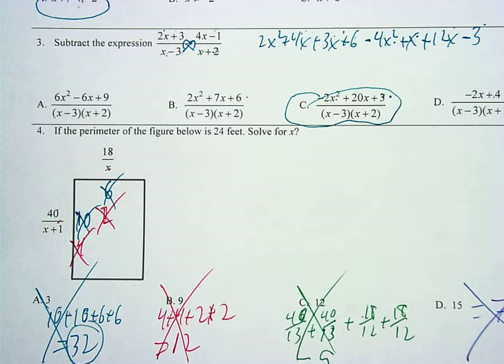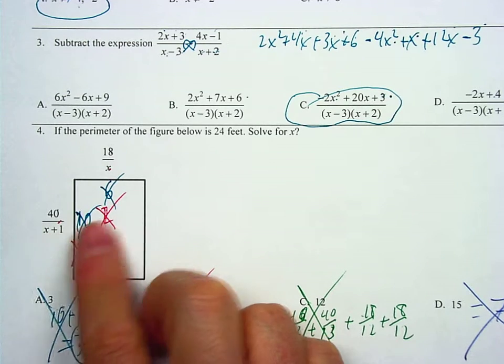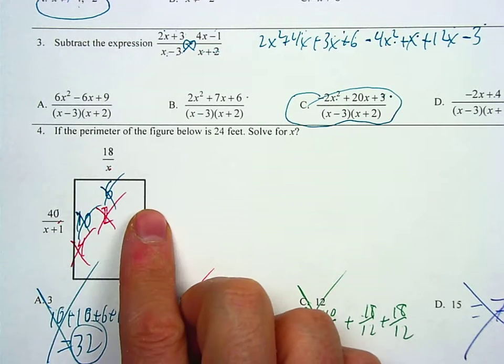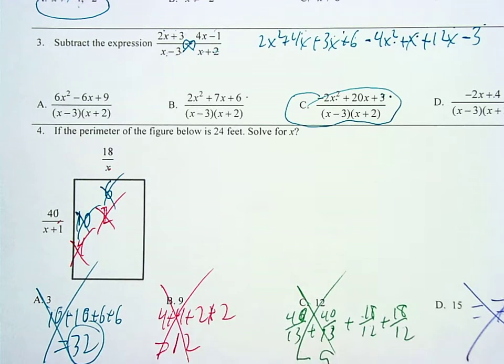So, obviously I've made a mistake working through my question here. Let's see if we can find it. So if x was 3, 40 divided by 3 plus 1, 40 divided by 4 is in fact 10. 10 plus 10 is 20. 6 plus 6 is 12. Didn't make a mistake there.